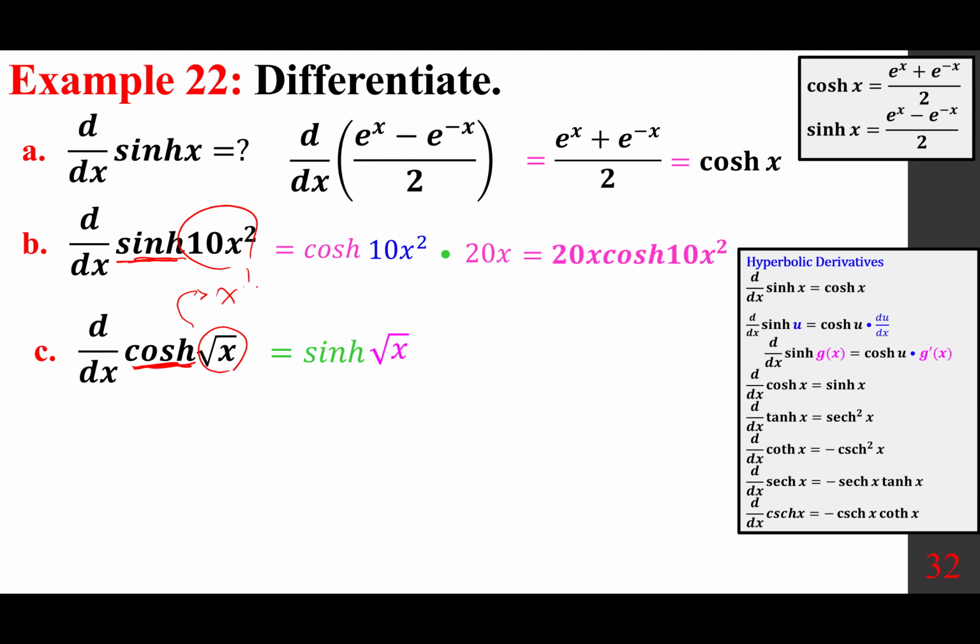This is x to the power of 1/2. Its derivative is 1/2 x to the power of 1/2 minus 1, or negative 1/2. The exponent goes down, becomes positive, and becomes a square root, times 1 over 2 square root of x. You put this in the numerator. The final answer is sinh square root of x over 2 square root of x. So pretty straightforward.